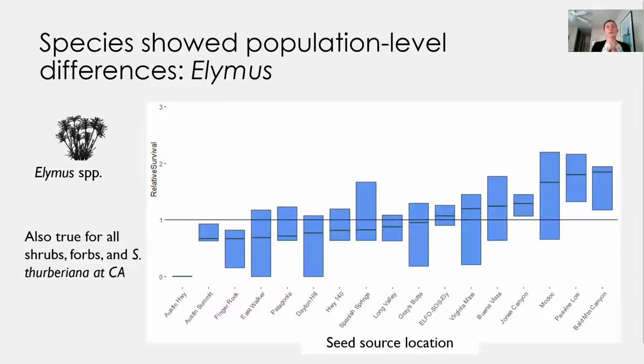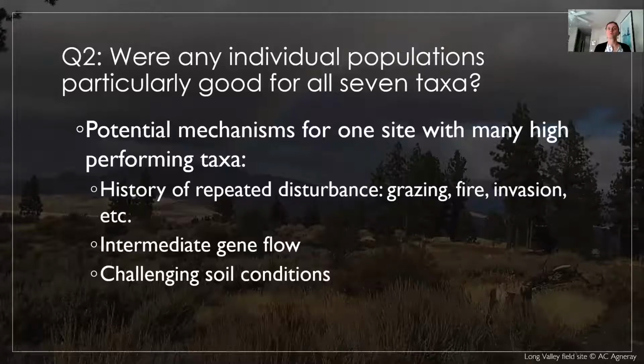So here, let's look at one example using Elymus. This graph has seed sources, where they came from, across the x-axis, and then survival is listed on the Y, and the black line across the middle is average. So you can start to see that the answer was yes, populations were really different in how they survived with cheatgrass. I'm not going to show you all the results for every single taxa, but this was really the same pattern for shrubs, forbs, and the other two grasses, but there'd be different populations that did well.